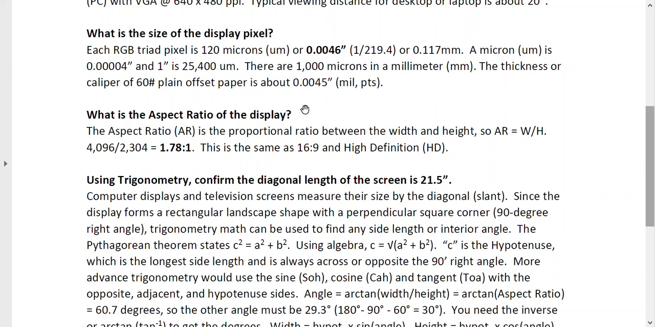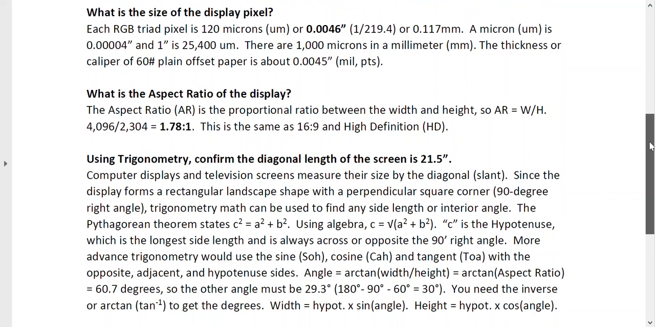The other thing we might want to do is take a look at the aspect ratio, or the AR. And by definition, the aspect ratio is the proportion of the width divided by the height. So in the case of 4,000 pixels by 2,000 pixels, it comes out to 1.78 to 1, which is the same thing as a 16 to 9, which by definition makes it a high definition display.